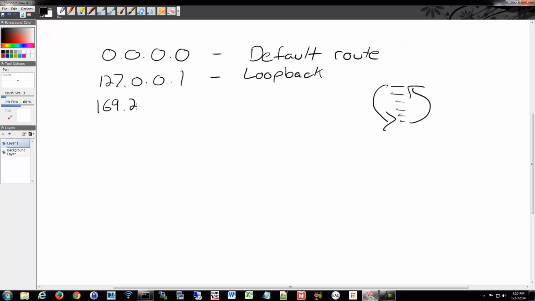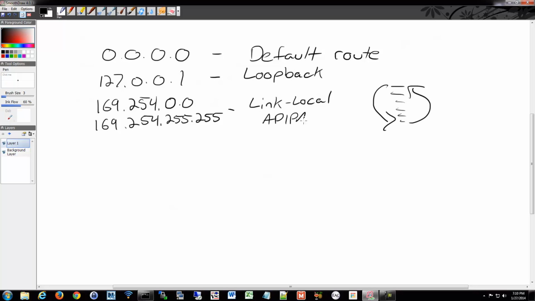You also have an interesting range, which you will see on occasion if things aren't quite working right on your network usually. 169.254.0.0, and that goes up to 169.254.255.255. And that is your link local, also known as APIPA, as I like to call it, which stands for Automatic Private IP Addressing, and there's an RFC for that out there as well.